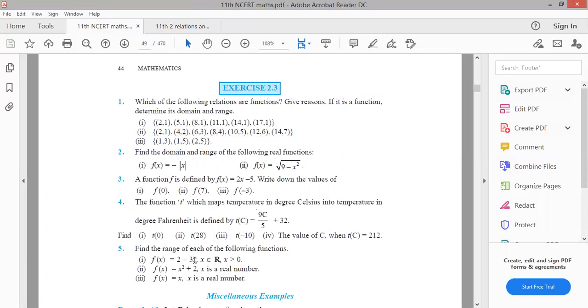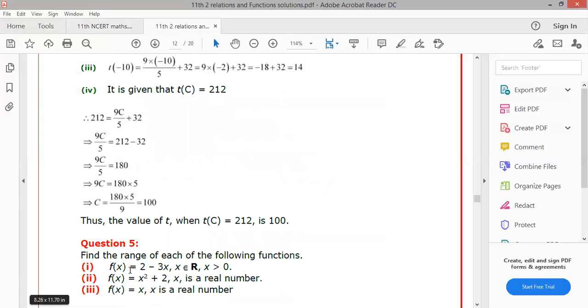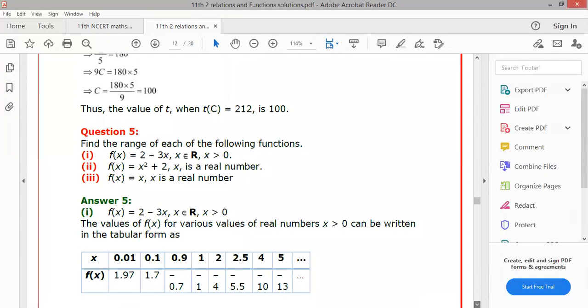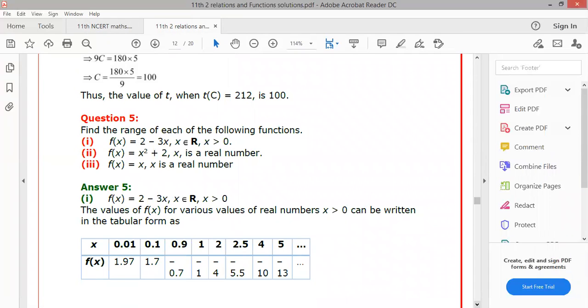So the values of x that we put in, for which the function is defined, are the domain values, and the values of f of x that are obtained are called the range values. You see here f of x is equal to 2 minus 3x. That means we have to find the value of f of x, and the set of values of f of x for which f of x is defined, are called the range values.